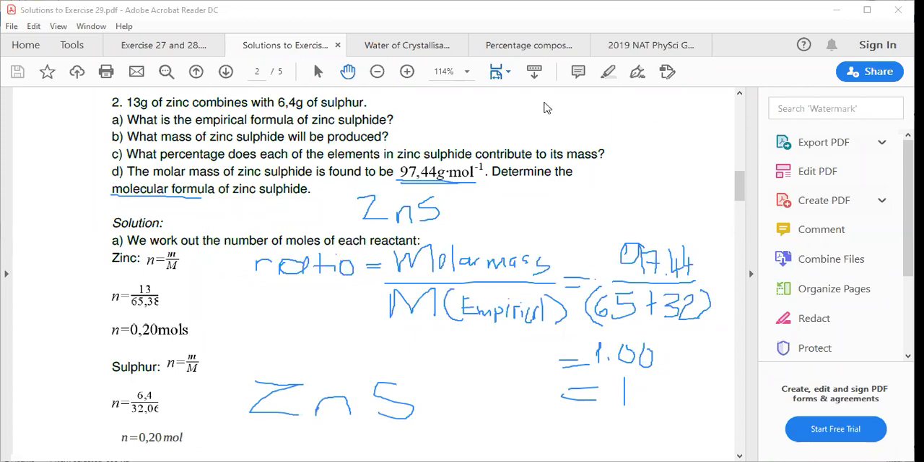If it was 2, my formula is going to be Zn times 2, Zn2, and my sulfur was going to be S2. That would be the formula Zn2S2. If it was 3, it would be Zn3S3, depending on the ratio that I get here. But I'm not going to write this because this is wrong. I got my ratio to be 1, so my empirical formula is the same as my actual formula, or my molecular formula.